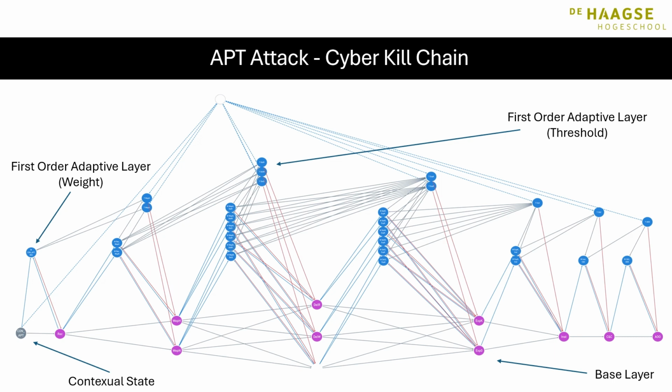Then we have the adaptive weights, which represents attackers making progress through the kill chain. So if they actually manage to excite one of the states on the base layer, most likely because the threshold was lower, they solidify the connection to that state, symbolizing them making progress.